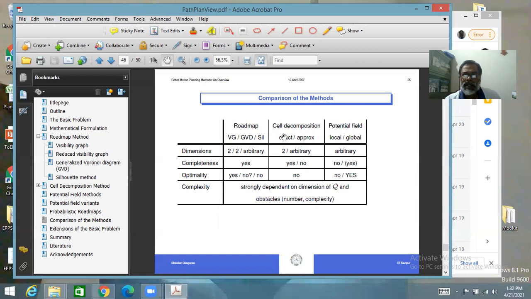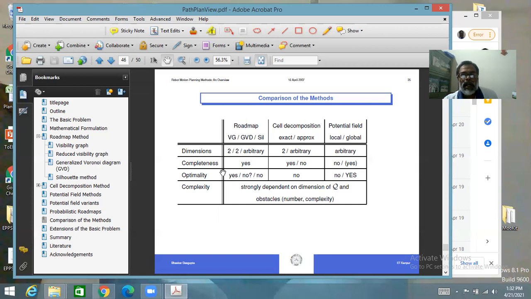Exact cell decomposition method is limited, but in that limited scope, it is complete. Approximate cell decomposition, we said, is called resolution complete. Here it is written no, but the detail is that it is called resolution complete. Potential field methods, the local ones are not complete, global ones are.